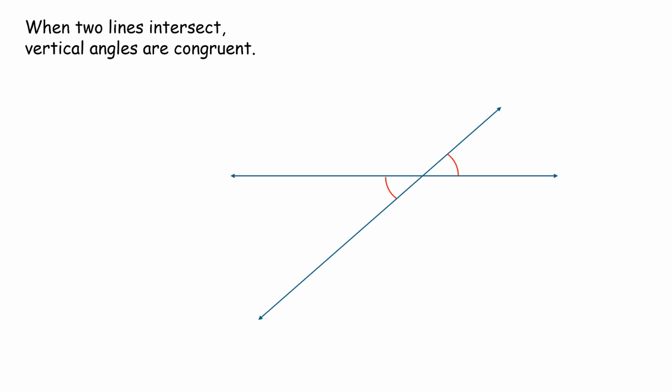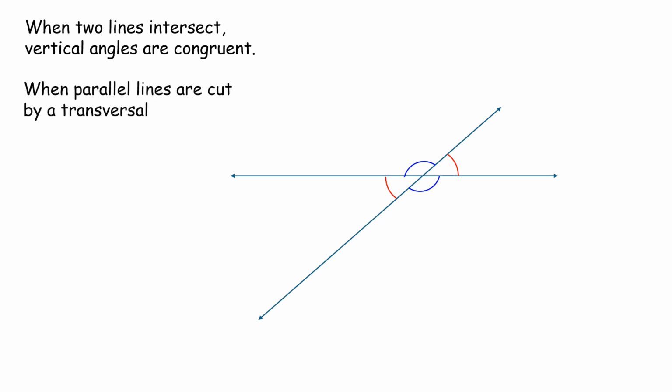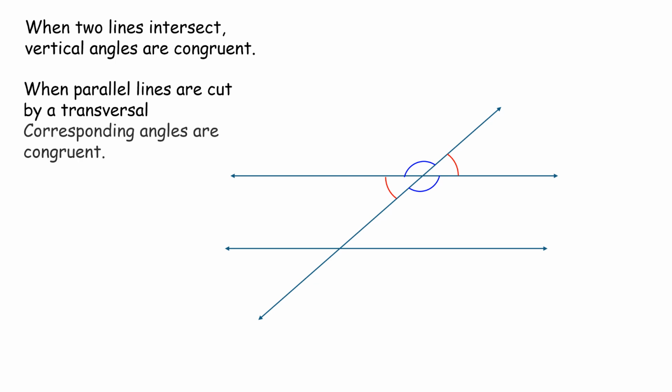So those are vertical angles, and they're congruent, which means they have equal measure. And those blue ones are also vertical angles. They have equal measure. Now, when parallel lines are cut by a transversal, there's two parallel lines. The top and the bottom lines are parallel. They're both horizontal. When parallel lines are cut by a transversal, the transversal is the slanted line, then we say that corresponding angles are congruent.